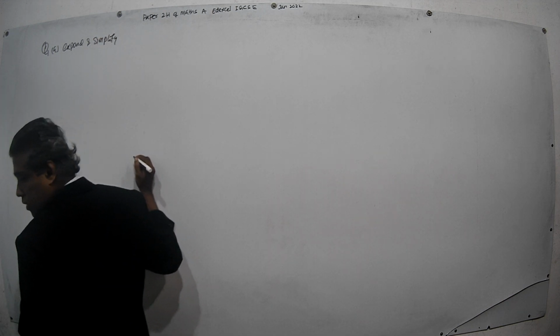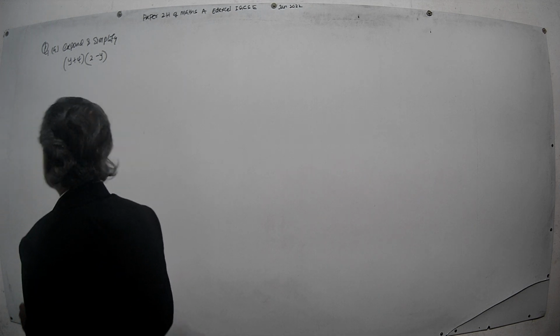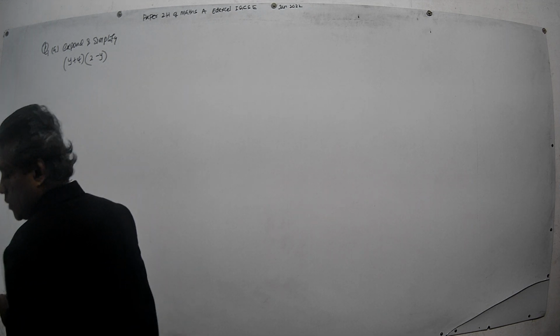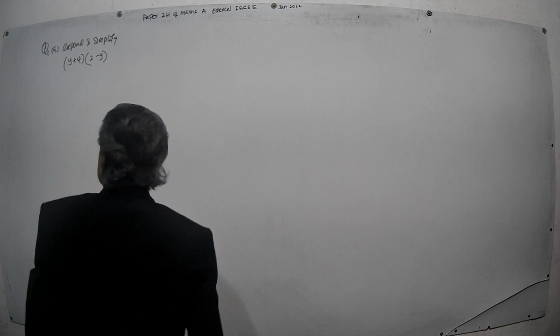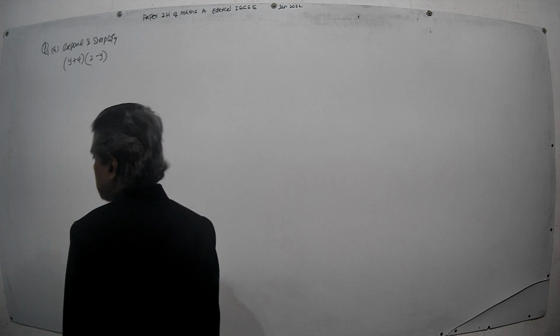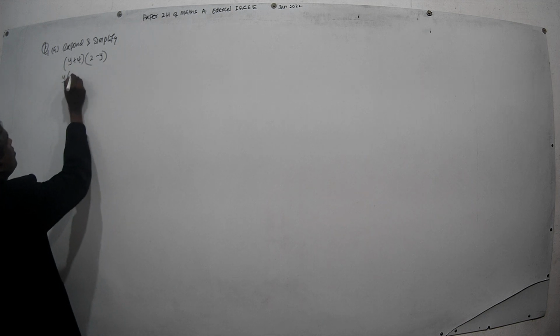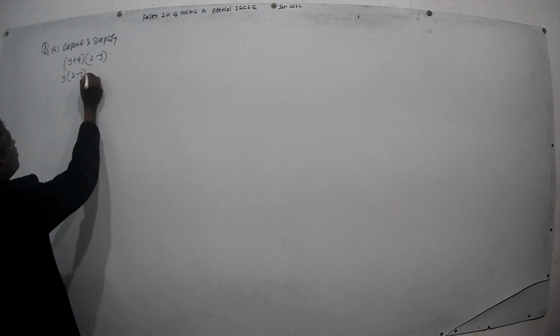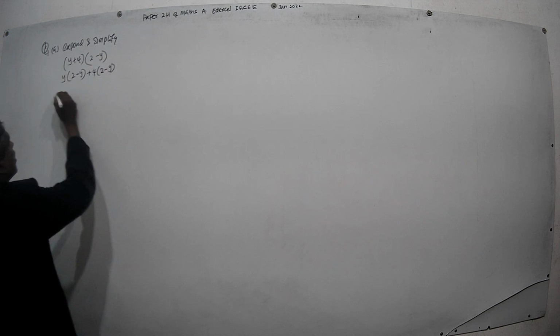Right, they have given y plus 4 times 2 minus y. They have given two binomial expressions to be multiplied. Expressions of two terms, they are binomial. Then you multiply and remove brackets. How do you do it? You multiply this whole thing by y, and then by plus 4, you multiply this whole thing again. Okay, now you remove brackets.